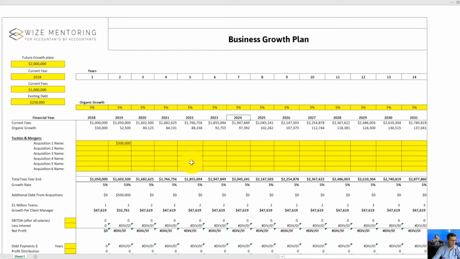We might want to do it a little bit quicker because of time frames. So we might actually push in perhaps another little tuck-in here in 2022 of perhaps $250,000.